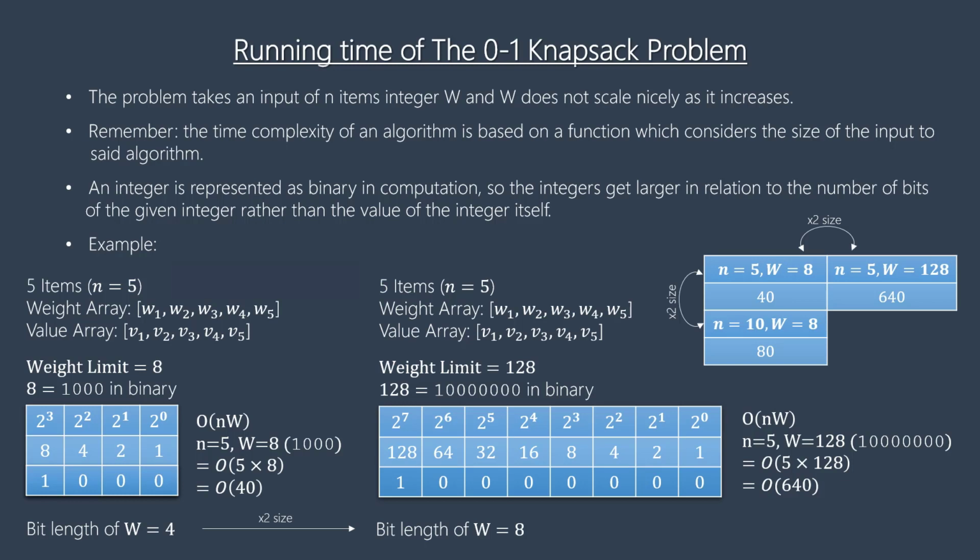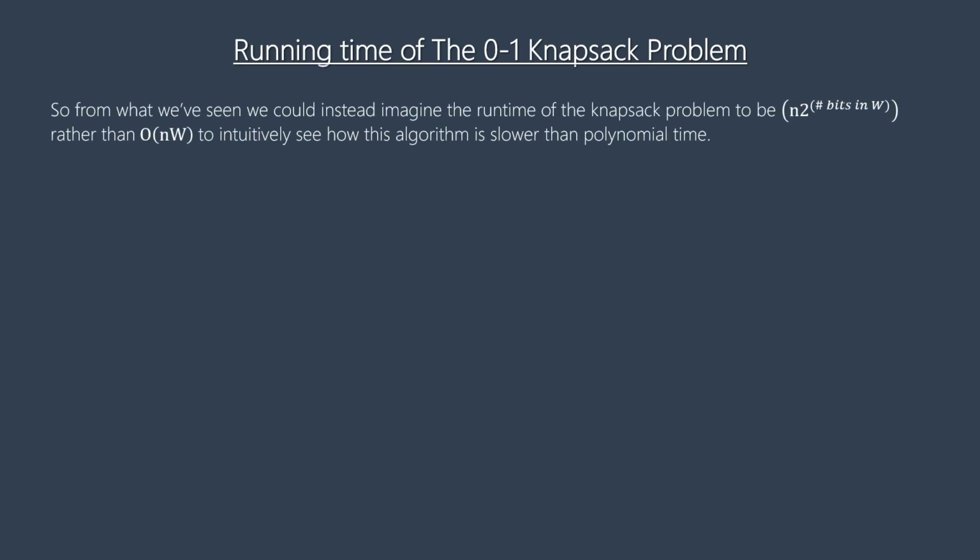So we can see that as the size of w and n increases, since w increases at an exponential rate, this leads to n times w also increasing at an exponential rate. We can instead imagine the runtime of the knapsack problem to be n times 2 to the power of the number of bits in w.